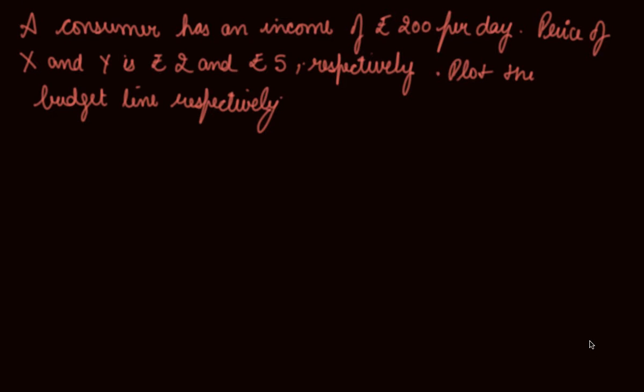In this video, we will be solving the other numericals of your consumer equilibrium. Here a consumer has an income of rupees 200 per day. That is, the income of the consumer is given. We denote income by Y, that is rupees 200. Price of good X is rupees 2 and price of good Y is rupees 5.